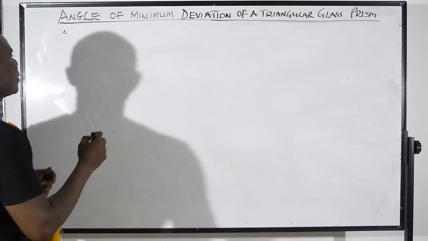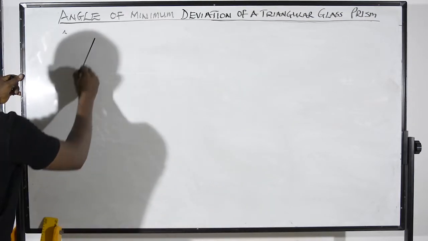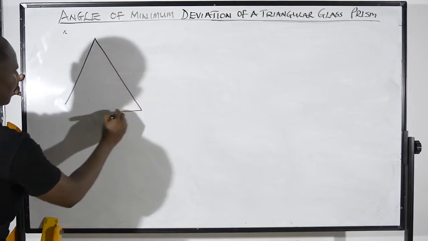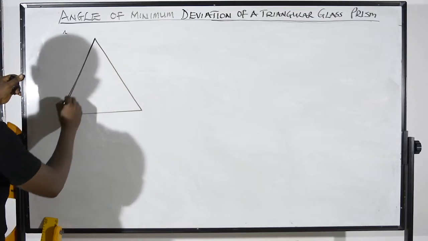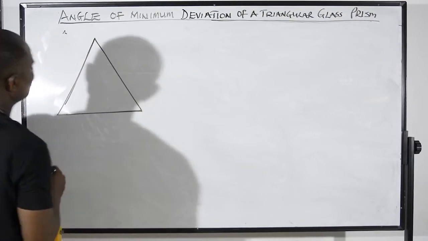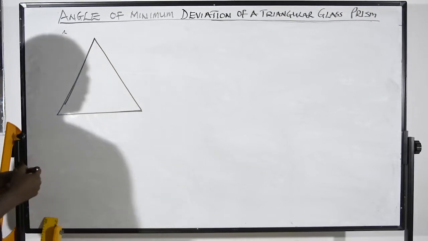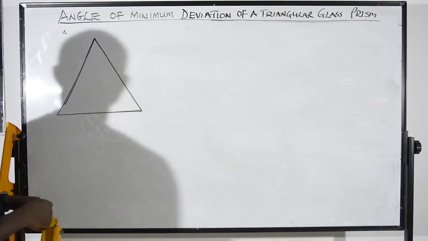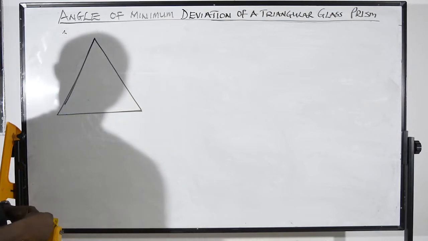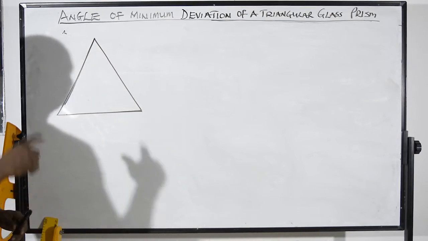We are given a triangular glass prism in this case. So let's have a triangular glass prism there. Now in the exam or whatever you're going to do with these experiments, you will be required to first of all draw an outline.